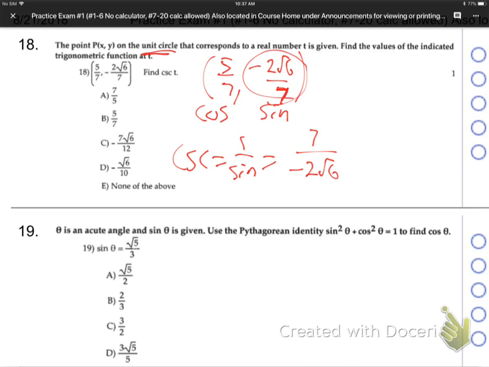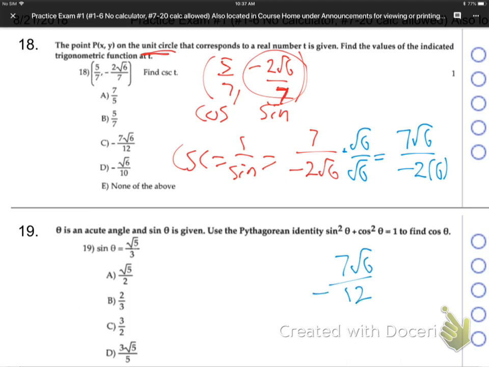Flip it, can't leave a root on the bottom. Multiply top and bottom by root 6. Get 7 root 6 over minus 2 times regular 6, which is 12, huh? 7 root 6 over minus 12. There it is. Not bad, right? Cosine, sine. Cosecant, flip sine.